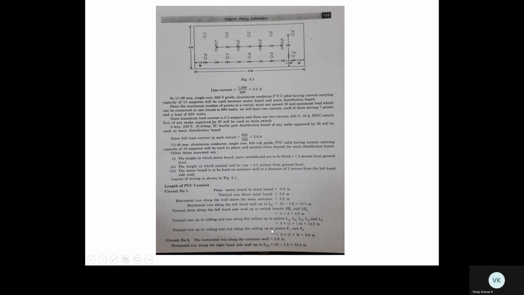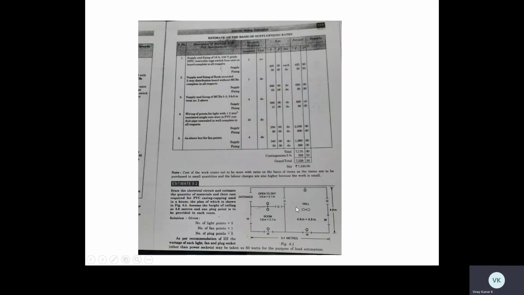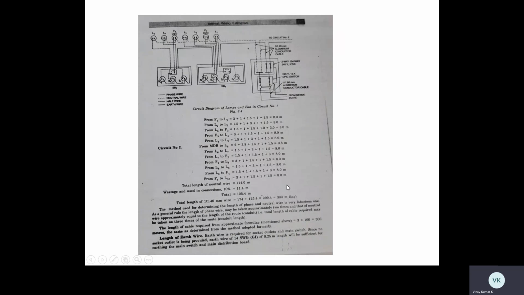See here, we got 100 here, 100, just multiply by 3. That much amount of cable is required here. This is how we have to calculate the length of the cable.